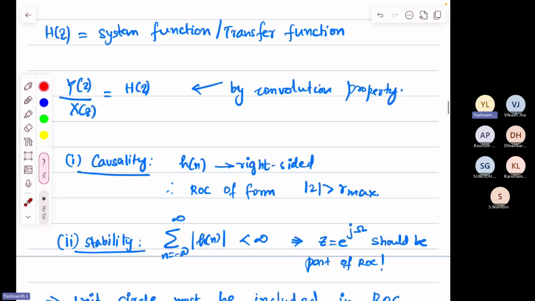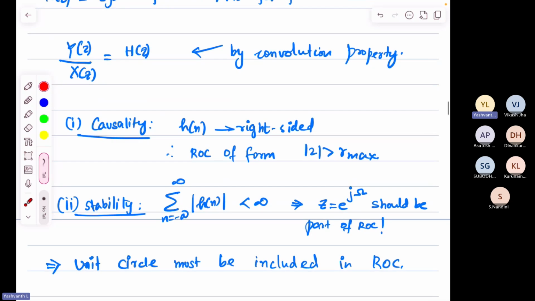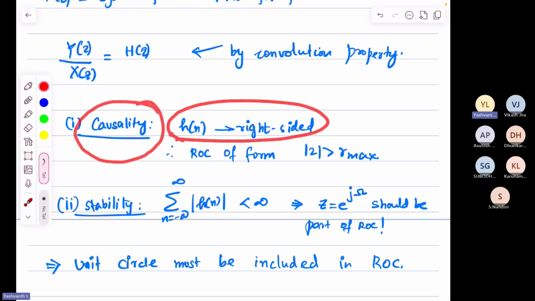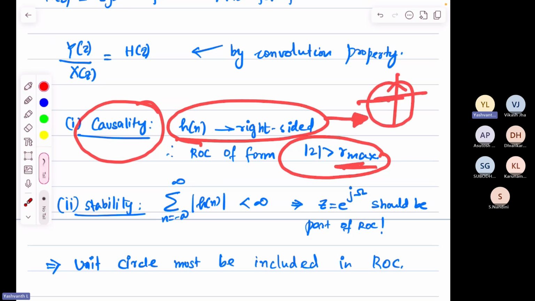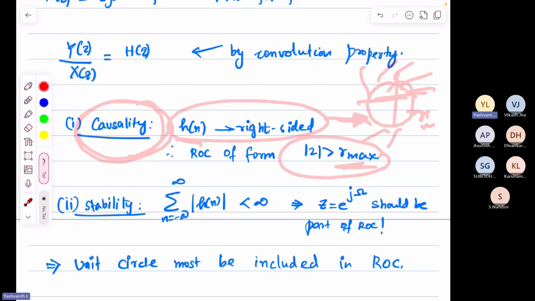Now, in terms of understanding the characteristics of a system, if a system is causal, then h of n should be right-sided. You recall this from the first class. But now we saw that for a right-sided signal, ROC takes the form mod z greater than R max. That is, it should be an exterior part of a circle with radius equal to R max. So if it's an exterior part of the circle, then that system can potentially be a causal system.